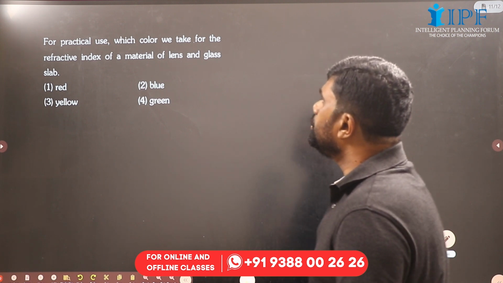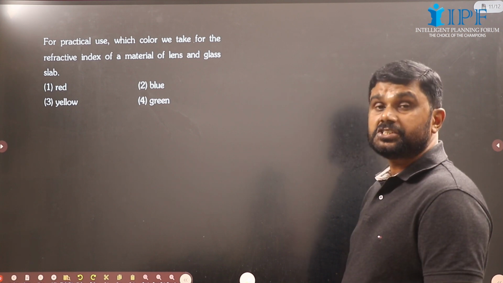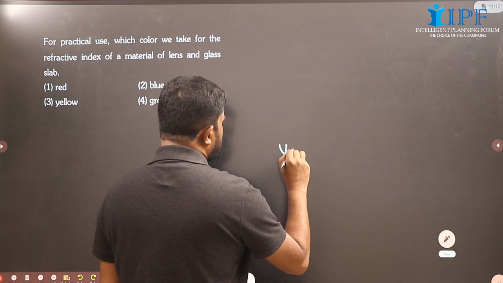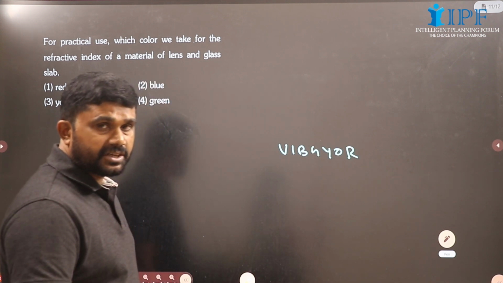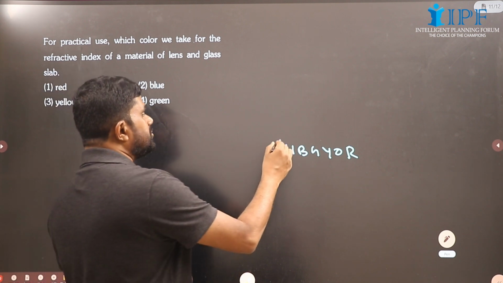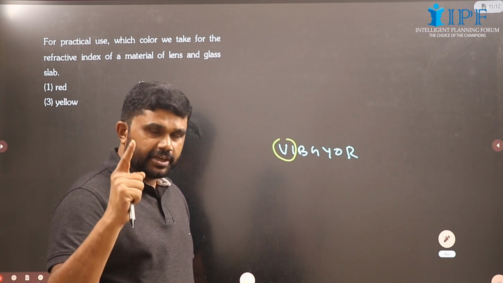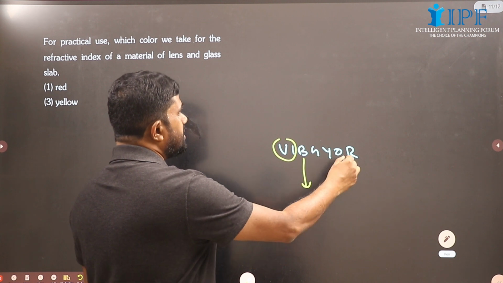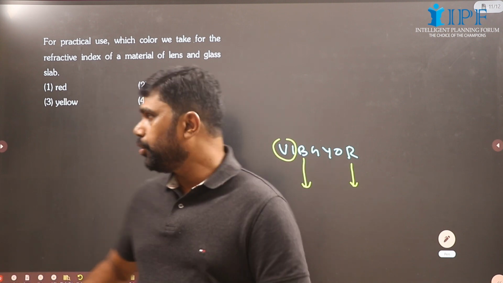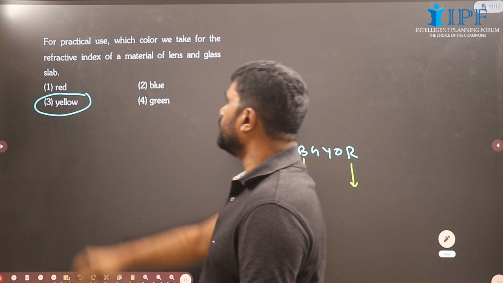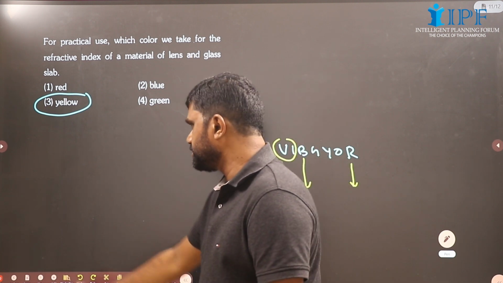Now for practical use, which color do we take for the refractive index of the material of a lens and glass? That is the mean ray. See, VIBGYOR, this is the visible spectrum. In the low wavelength region, usually we do not observe violet and indigo because they consist of harmful radiations. So in the lower wavelength we choose blue, and in the higher wavelength we choose red. So the mean ray will be yellow. So yellow color will be taken for the refractive index of the material of a lens, right?